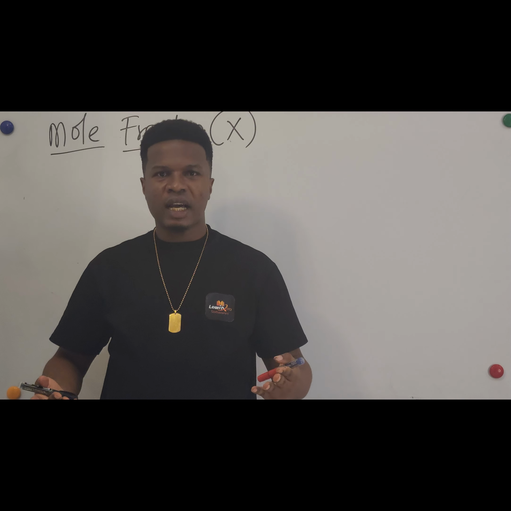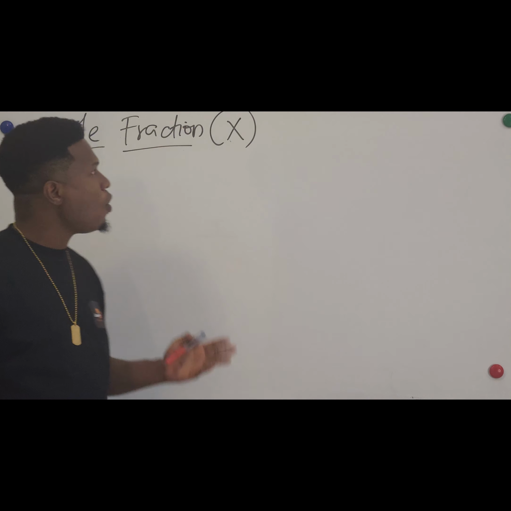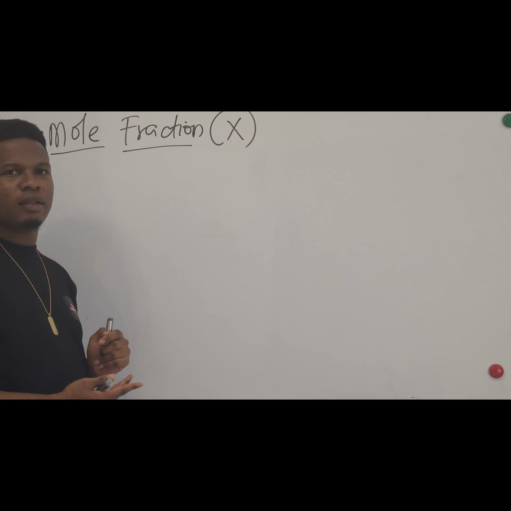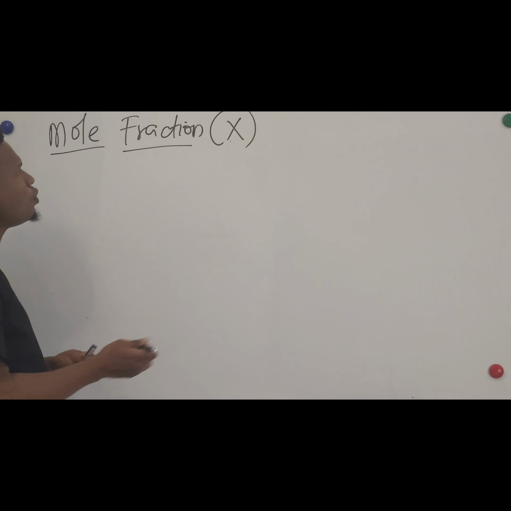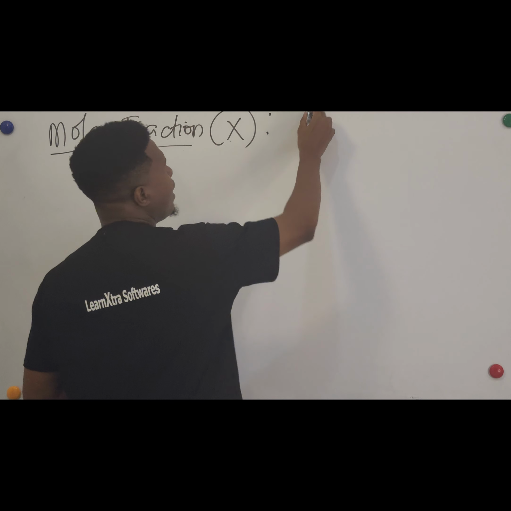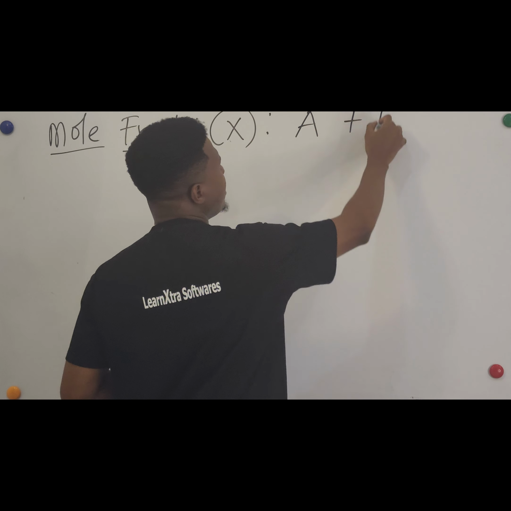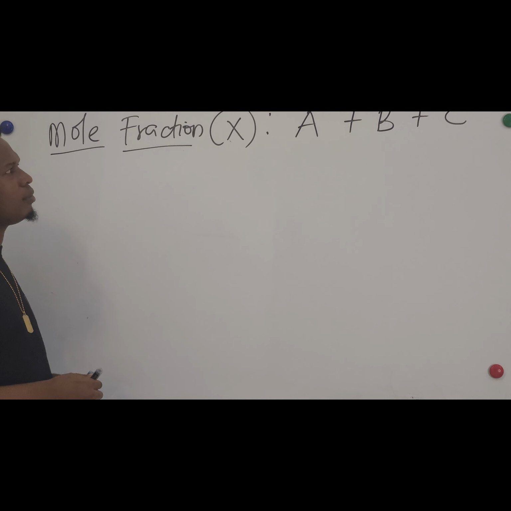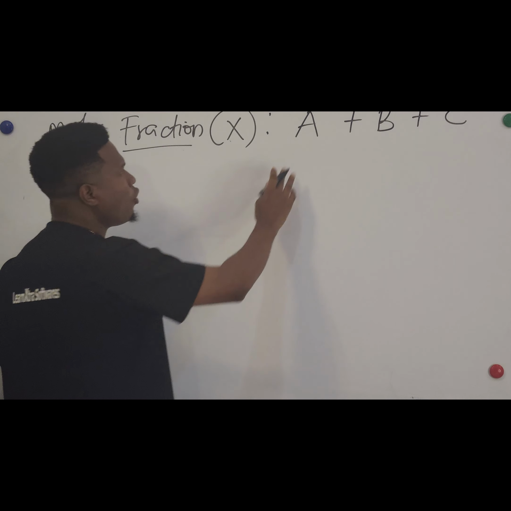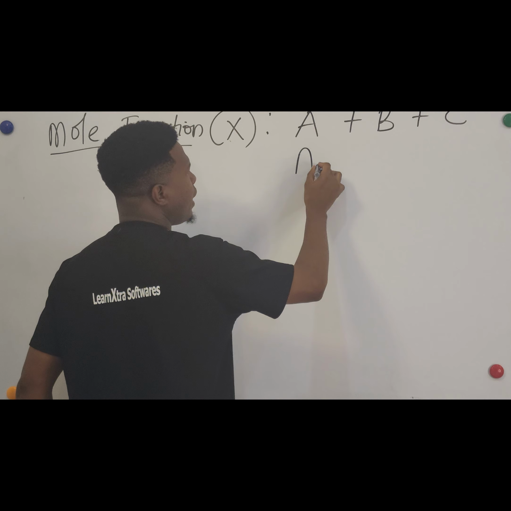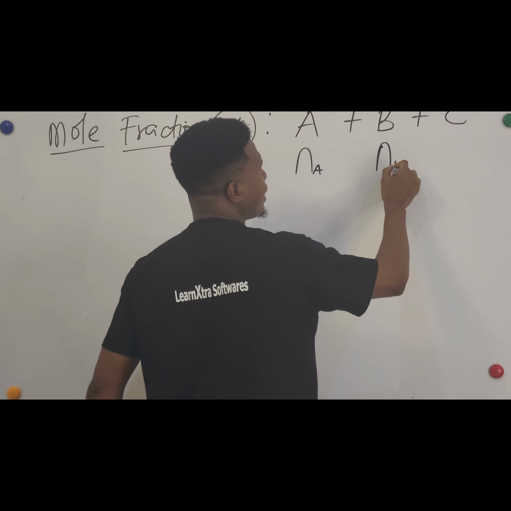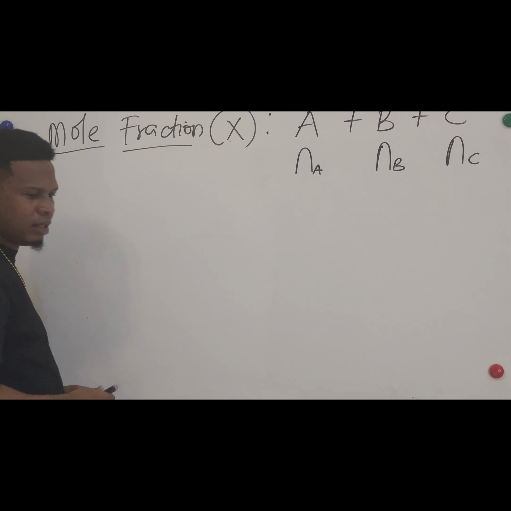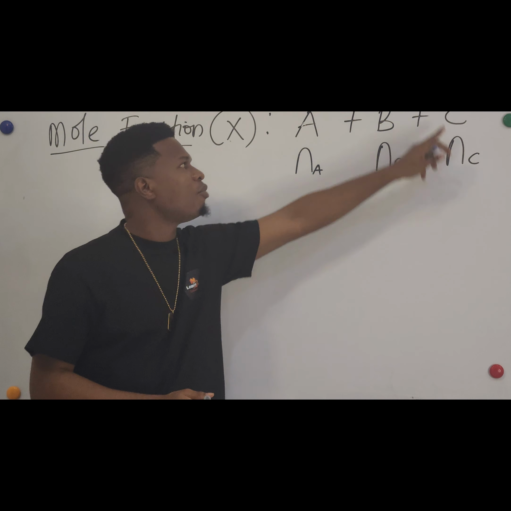The concentration term we are going to consider in today's class is mole fraction. The symbol for mole fraction is X. Okay? Let's start with an assumption. Let's assume that we have A and B and C reacting. And let's also assume that the number of moles of A is regarded as Na, the number of moles of B is Nb, and that of C is Nc. Right? This is the number of moles for this, this, and this.